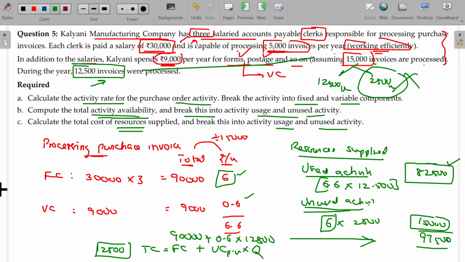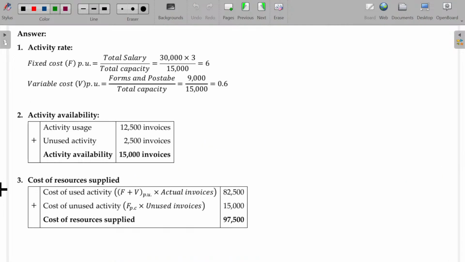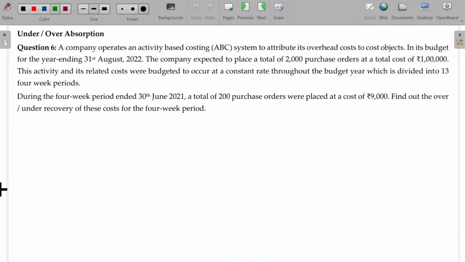Sixth one. Now, over or under absorption. Absorption is nothing but the overhead we estimated for the product we're supposed to manufacture based on the previous year estimation. But actual cost may be totally different.